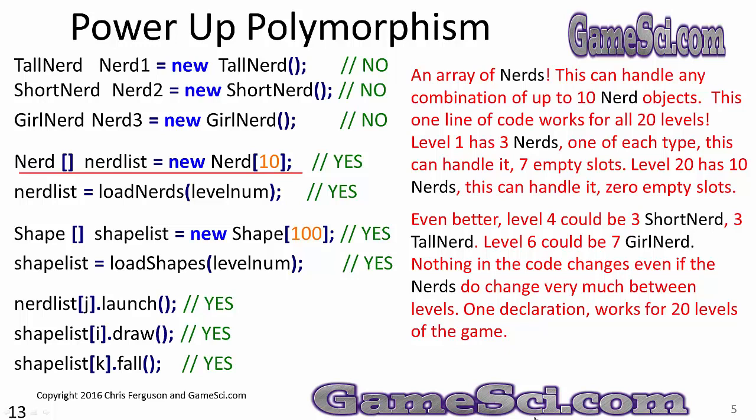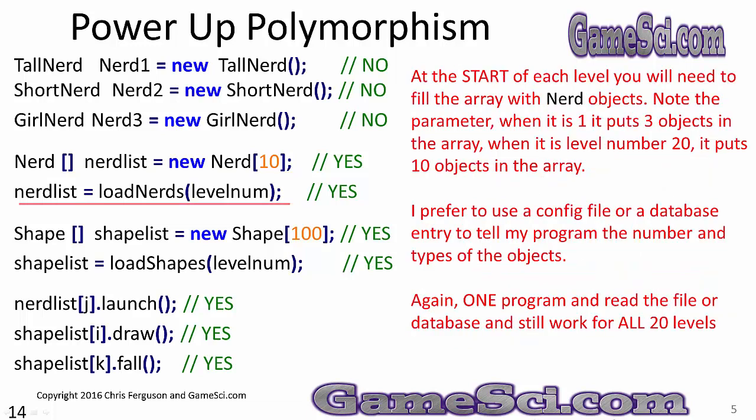Level 20 has 10 nerds. This array can handle it with 0 empty slots. Even better, level 4 could have 4 short nerds, 3 tall nerds. Level 6 could be 7 girl nerds. Nothing in the code changes, even if the nerds do change very much between levels. This one declaration can work for 20 levels of the game. You don't have to write 20 programs, you can write one program.